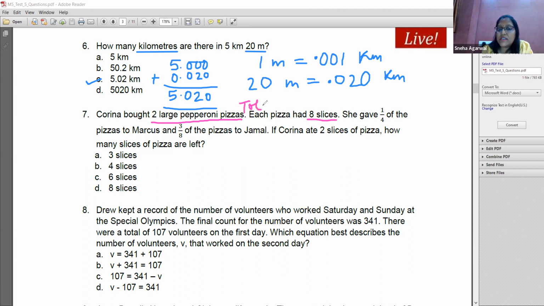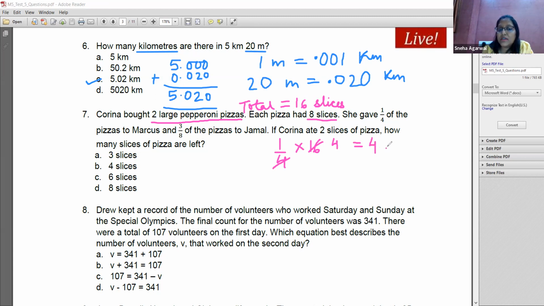Out of these 16 slices, they are telling you that she gave 1/4 of the pizzas to Marcus. So out of these 16 slices, she is giving 1/4 to Marcus. So what is 1/4 of 16? You can simply find out 1/4 of 16. Of means multiply, and 16 is the total number of slices. So here 4 fours are 16. So we are getting 4 slices. That means Marcus is getting 4 slices.